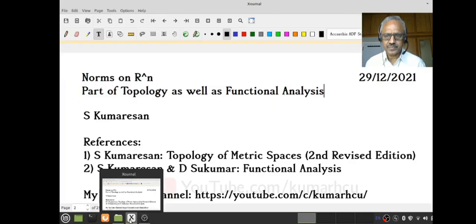So this particular lecture can be considered as part of the compactness chapter in topology or the first chapter in functional analysis. So let us get started. I hope all of you already know about norms, etc. You may even know the equivalence of norms, but I'll define that and try to give you a direct proof.